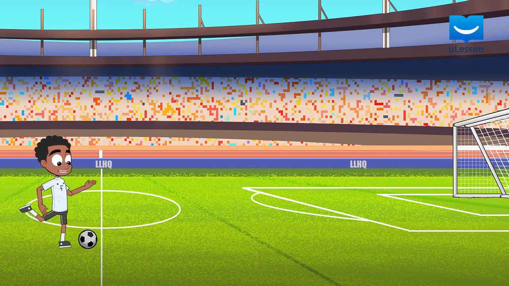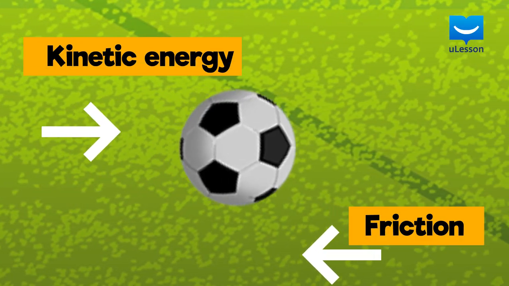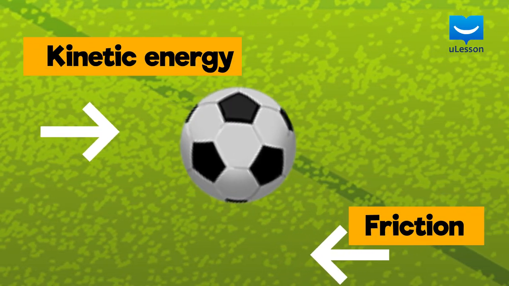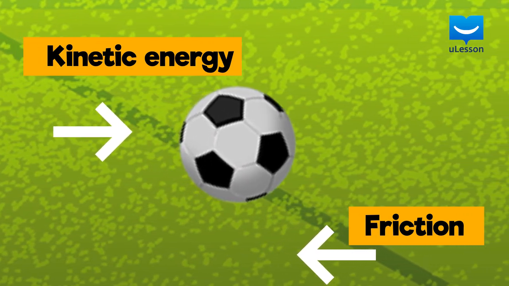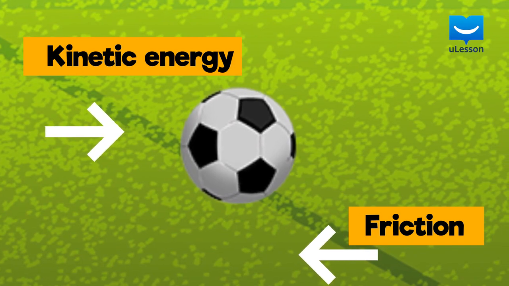Kinetic energy is transferred to a ball when it is kicked. As it rolls across the field, friction begins to act on it in an opposite direction. As friction acts on the ball, the kinetic energy of the ball is converted into heat until it has no more kinetic energy left and stops moving.